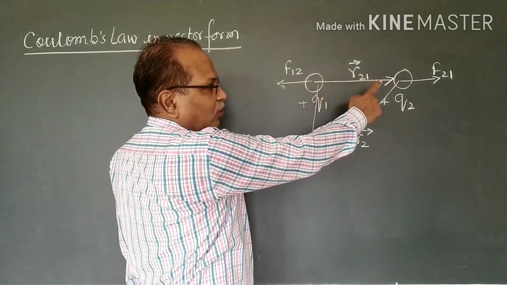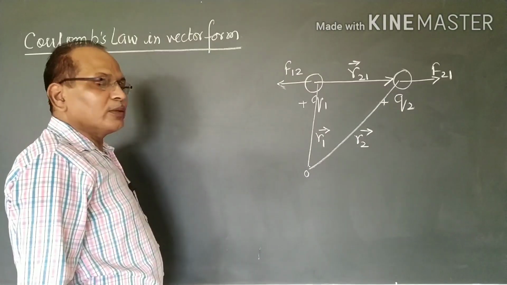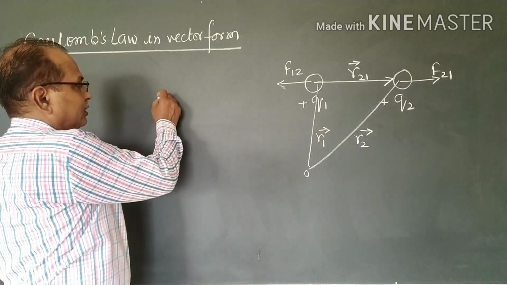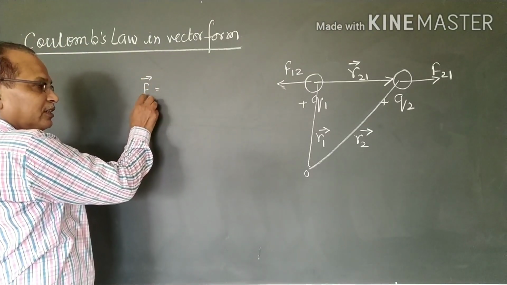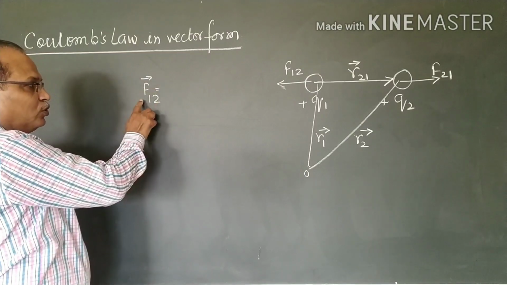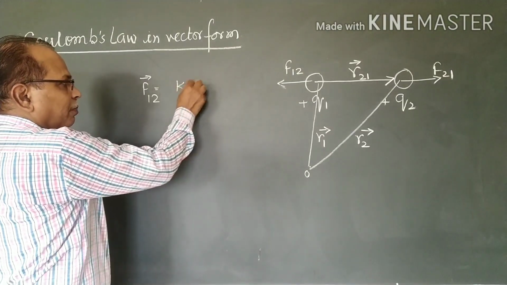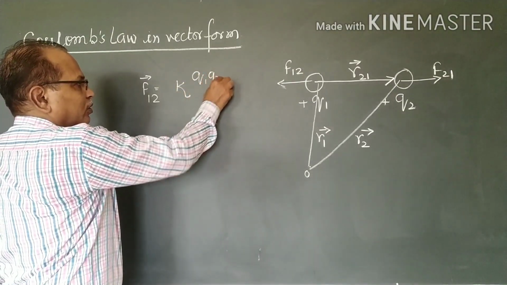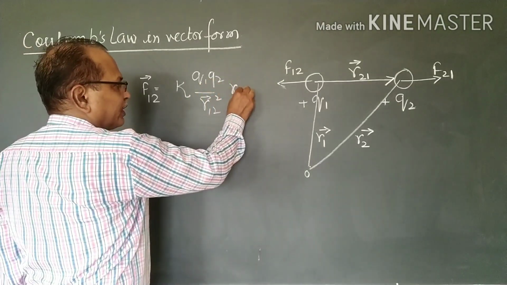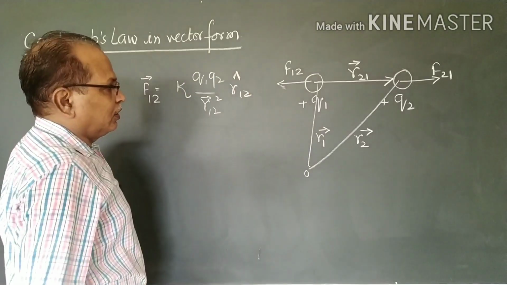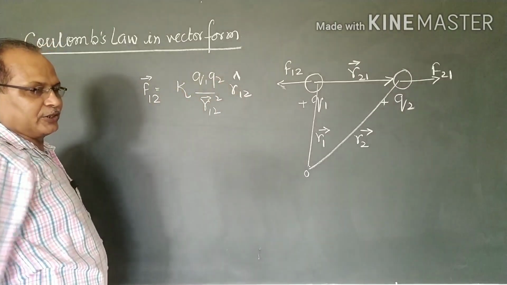Both are in opposite direction. Now, in order to represent Coulomb's law in vector form, F vector, which F vector? F12, for example, force on 1 due to the second charge. It will be K Q1 Q2 upon R12 square and the unit vector R12. This F12 and R12 are in the same direction.